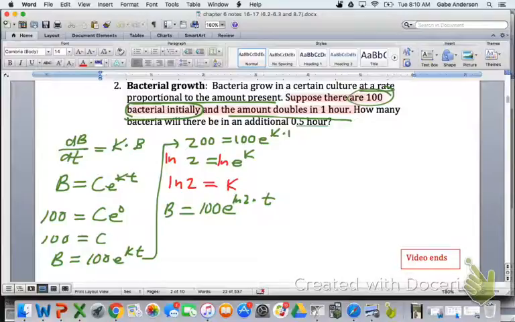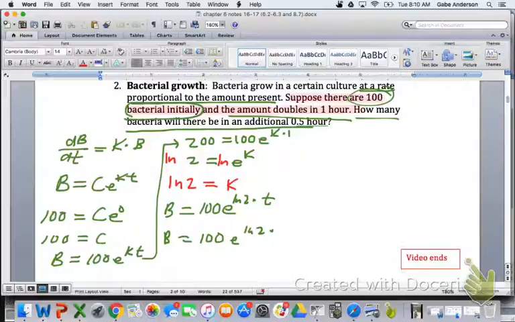I've got all the constants found, and so I can now answer the question, how many bacteria will there be in an additional 0.5 hours? Okay, so they're asking how many bacteria there will be, so we're going to be finding B. So I'm going to write B equals 100e^(ln 2 · t), and then my time. It says in an additional 0.5 hours. So we're already told that the amount doubles in 1 hour, so in an additional 0.5 hours, that's going to be 1.5 for t. I think your calculator is going to be really helpful here, so take a minute, see if you can evaluate this. I will do the same.